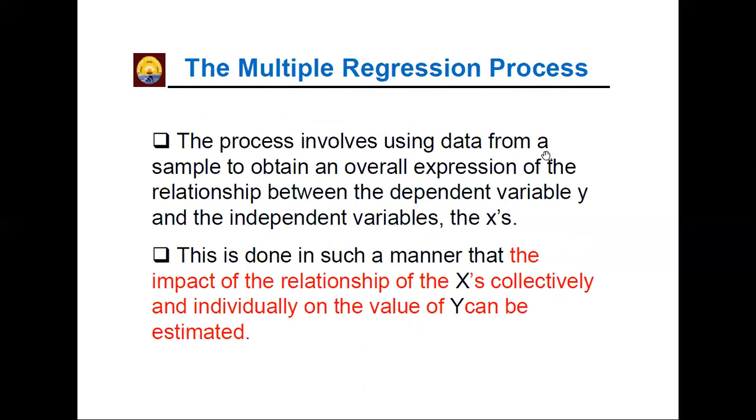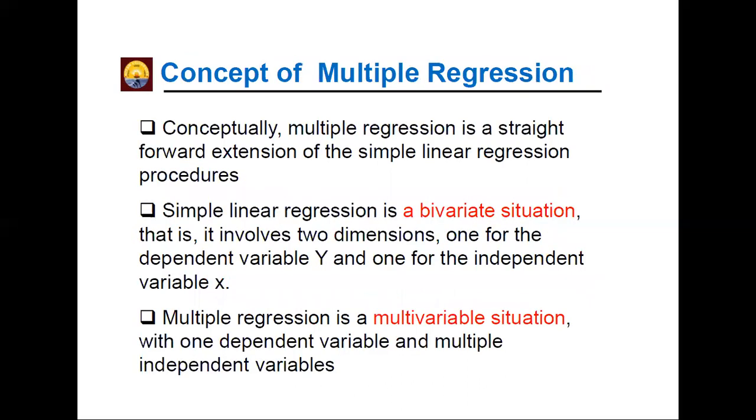The process involves using data from a sample to obtain an overall expression of the relationship between what? One dependent variable and multiple, or k, independent variables, let's say X. This is done in such a manner that the impact of the relationship of the X, you can easily collect it, individually on the value of Y can be estimated. This means you collect all the independent variables, their values with their coefficients, and your Y, that is the response variable, depends on all these collective independent variables. Fine. Now this is about the concept.